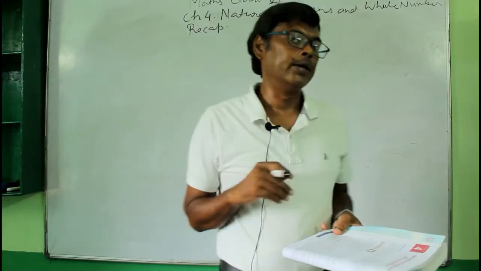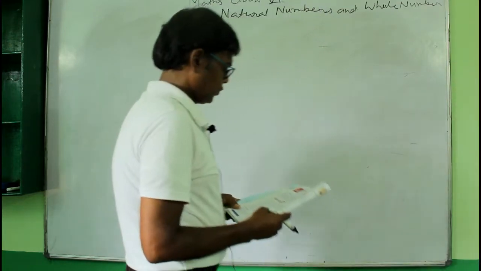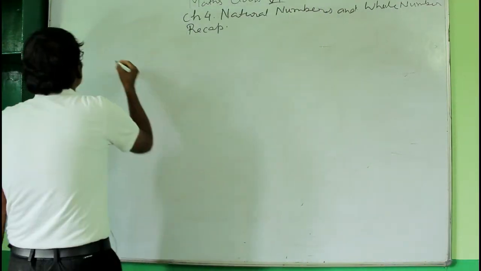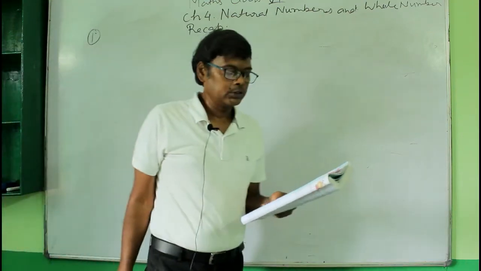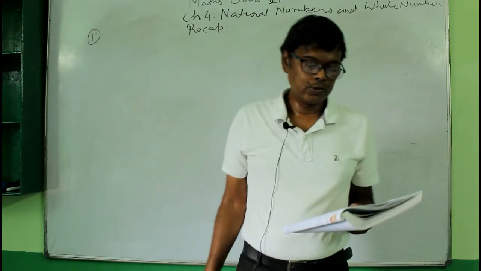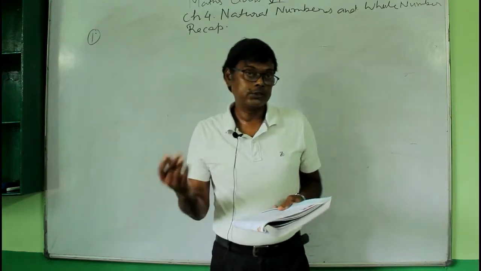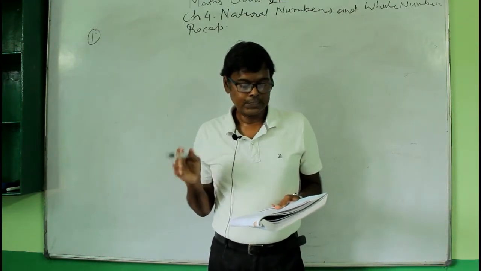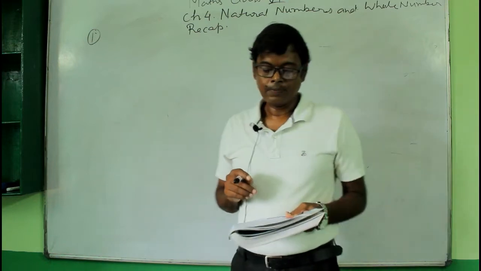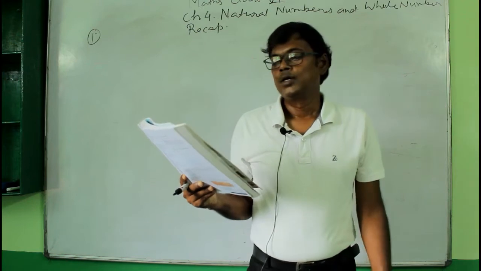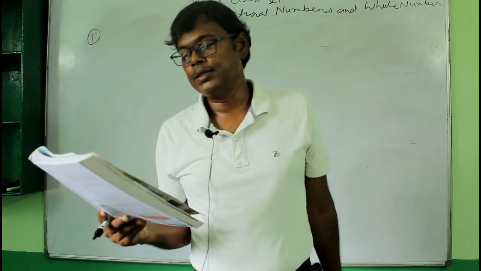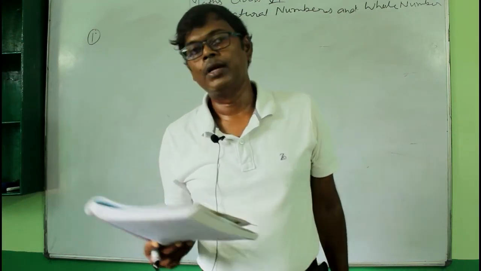So I will do number 1. Question number 1. In this question, read your question in your book. Which number should be multiplied with 9 to get the product of 900?